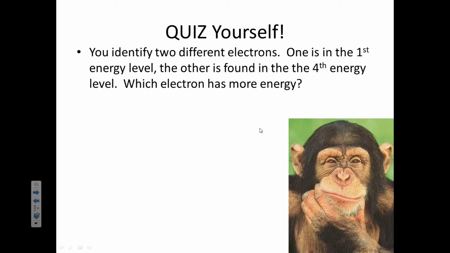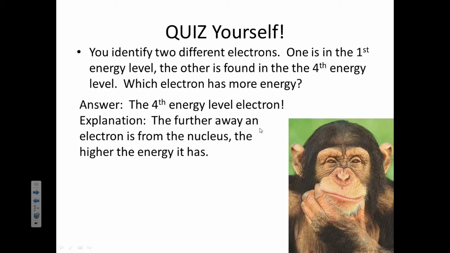Quiz yourself. You identify 2 different electrons. One's in the 1st energy level, the other's in the 4th. Which one has more energy? I hope you answered the 4th energy level electron, because again, the further away an electron is from the nucleus, the higher the energy it has.